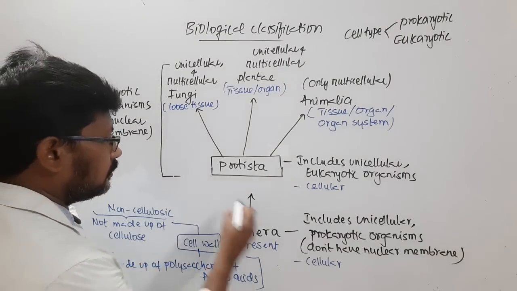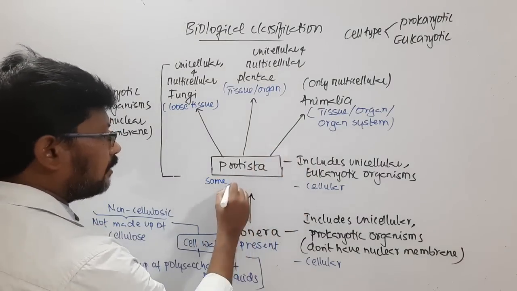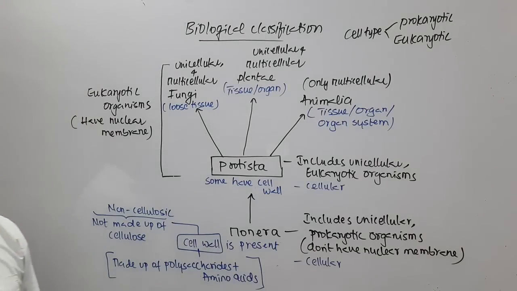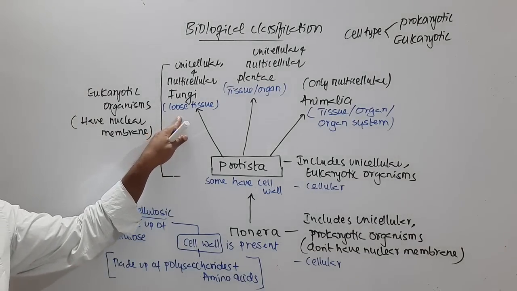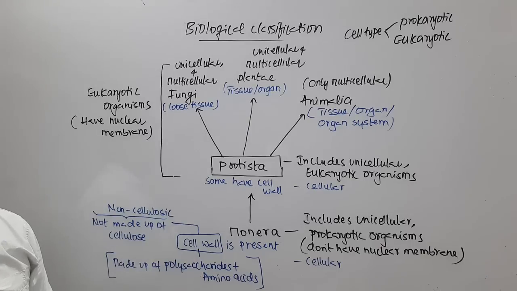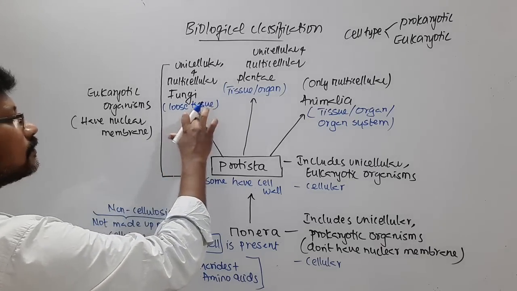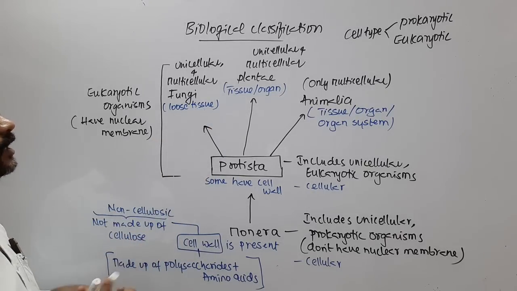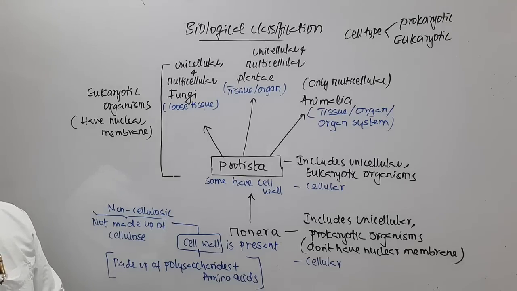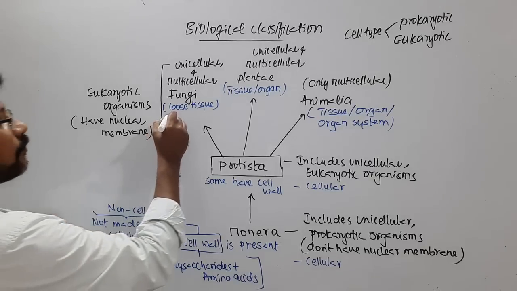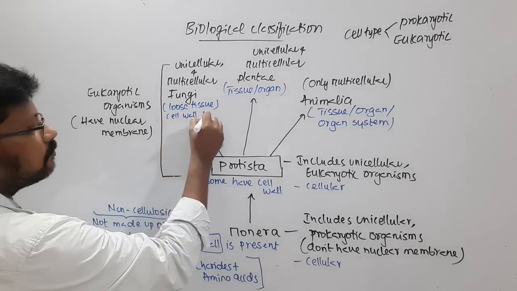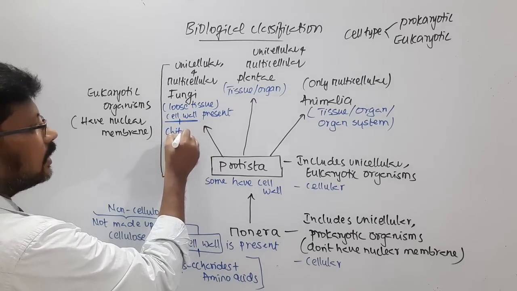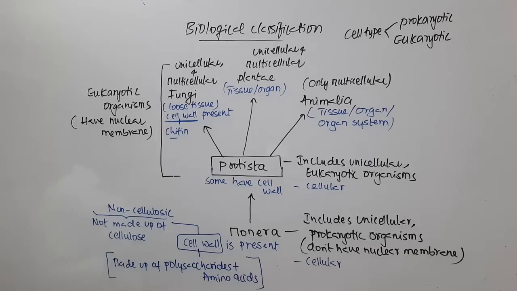So in Protista, some have cell wall and some of them don't have cell wall. And coming to fungi, all fungi will also have cell wall. So here also all of them have cell wall, and this cell wall in the fungi group is made up of a substance called chitin.